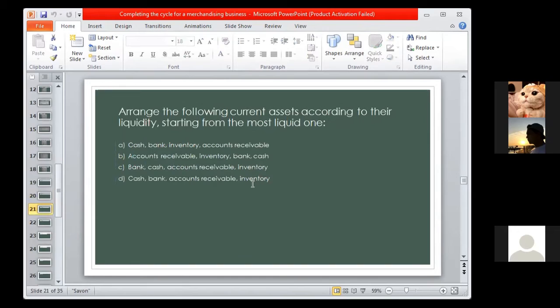Okay, next naman. Arrange the following current assets according to their liquidity, starting from the most liquid one. Okay, so anong magiging sagot mo dyan? Letter A, cash, bank, inventory, accounts receivable. B, accounts receivable, inventory, bank, cash. C, bank, cash, accounts receivable, and inventory. Letter D, cash, bank, accounts receivable, and inventory. Okay, anong sagot dyan?